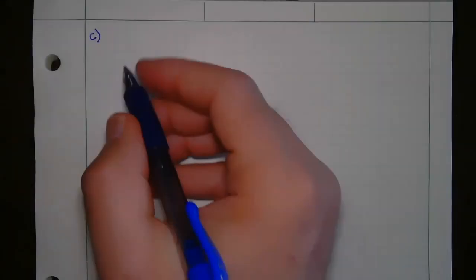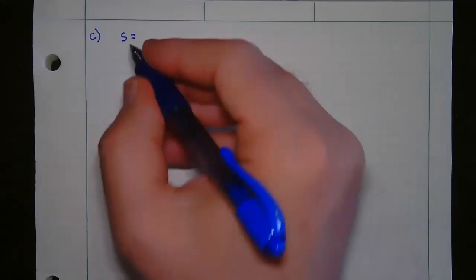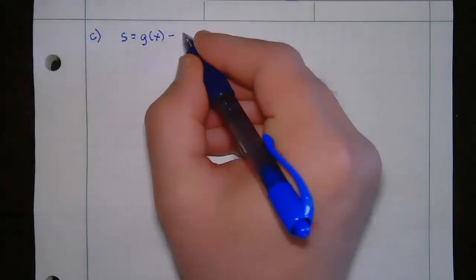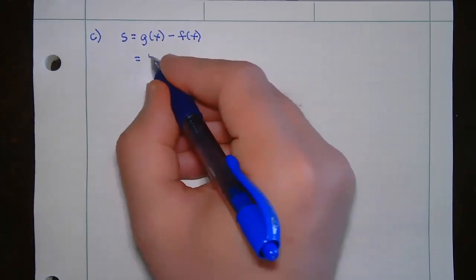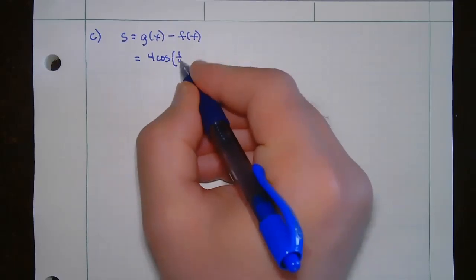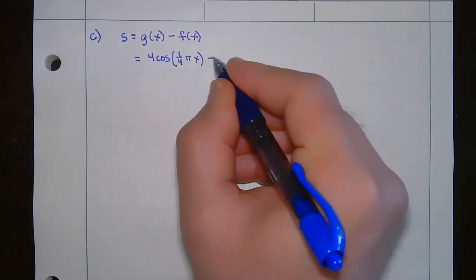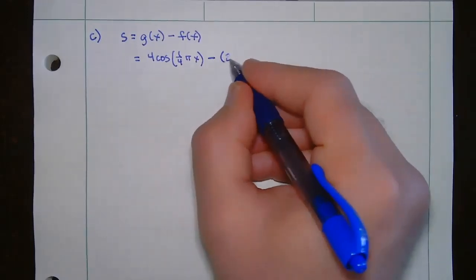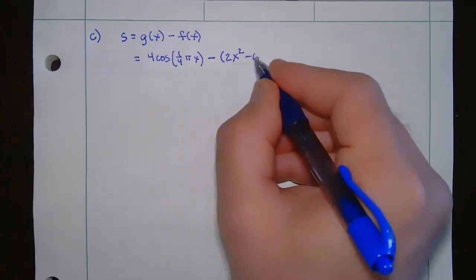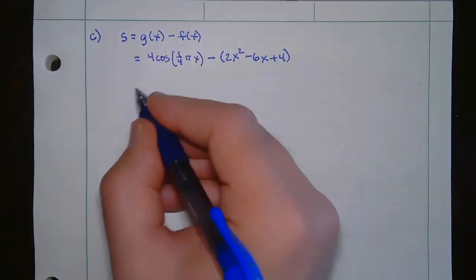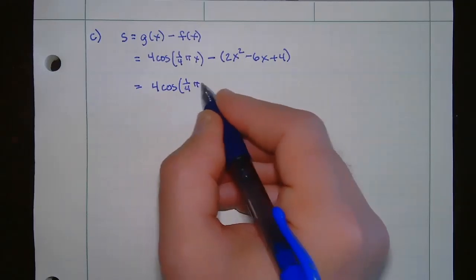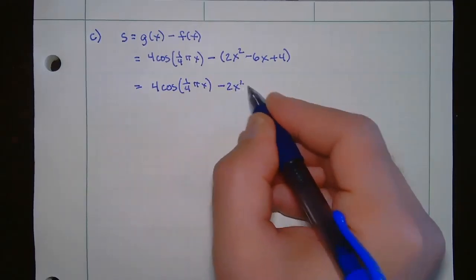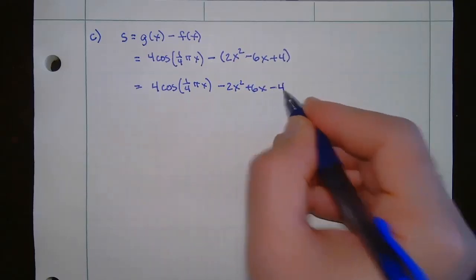All right, so let's go to our paper and let's do this. So my side length would be g of x minus f of x, because I'm doing the top minus the bottom, right? That would mean g of x, which is the 4 cosine of 1/4 pi x, and we'd have to subtract f of x, which would be 2x squared minus 6x plus 4. So then that would become 4 cosine of 1/4 pi x minus 2x squared plus 6x minus 4. And that's the side length.